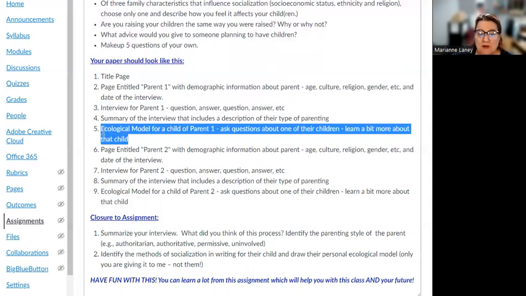And then this ecological model. So you're going to draw Bronfenbrenner's model for that parent. Yeah. Right. And so if you don't know all of it, it's okay. Just do your best. Don't copy exactly what Bronfenbrenner has. You have to put the child in the middle and all the things that are around, like the microsystem and then the exosystem and then the macrosystem.